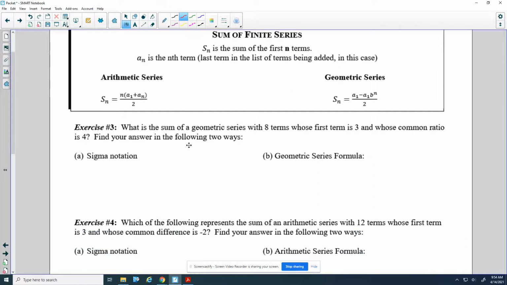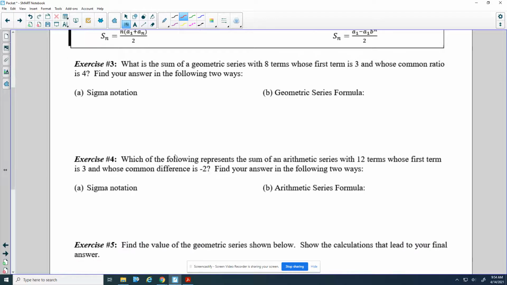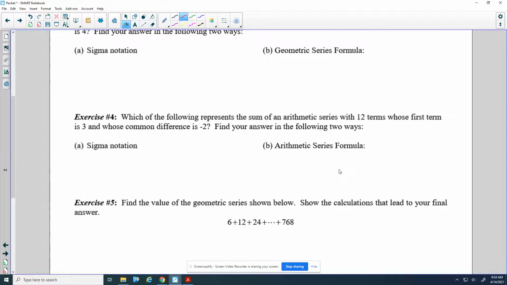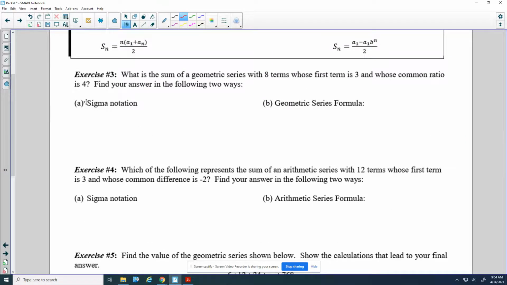So here are our two formulas. What I want you to do is write them in sigma notation and then also try finding that value with the geometric series formula so you can check your work because you should get the same answer with both. So I'm going to suggest pausing the video and doing exercise 3 and exercise 4, and then you can come back and I'll go over those.